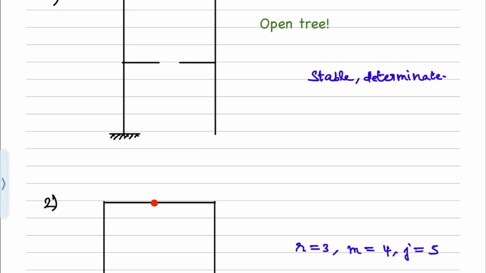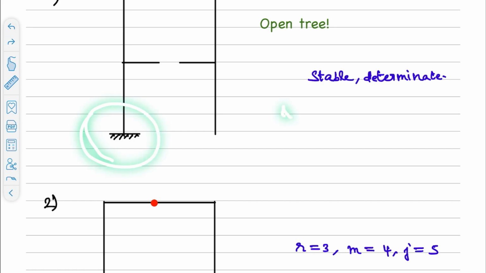If we look at the first problem, what we can understand is that this particular frame is stable, fine. Why? Because it just stands on one fixed support, so R equal to 3 is met, and we also know that a fixed support is fine. As such, there is no issue with regard to stability.